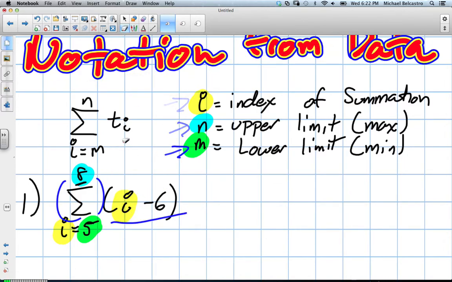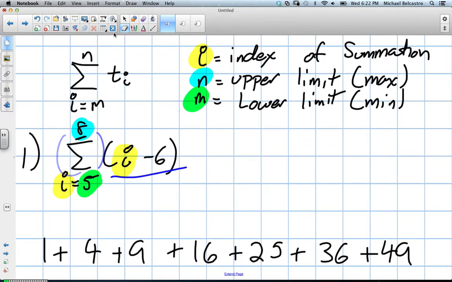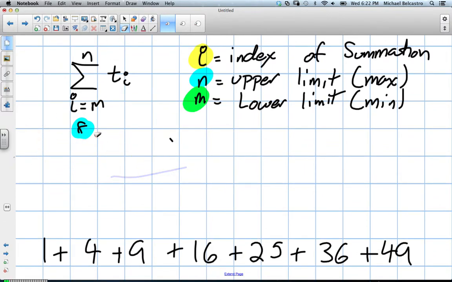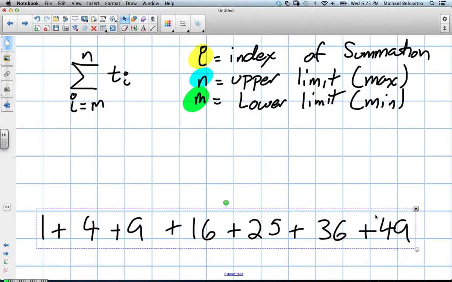I'm going to erase this. This was just an example. So we'll get rid of that. That was just an example of a series. Here we have some data, and we've got to create our sigma notation from this data.